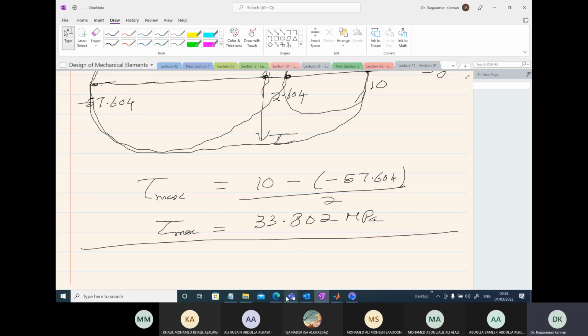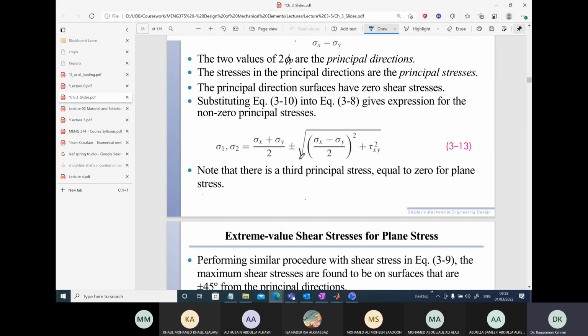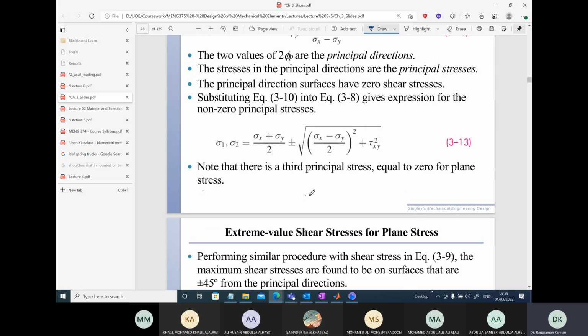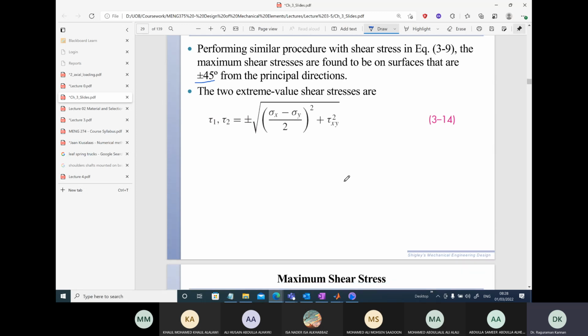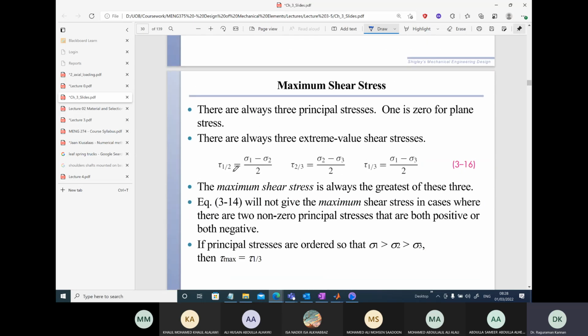Let's go back to the slides and see some derivation. So here, this is the absolute maximum shear stress formula. This is also another formula we can use to get the maximum shear stress. But what is the angle corresponding to the maximum shear stress? It's plus or minus 45 degrees to the principal stress direction. So this is one way to get the maximum principal stress direction.